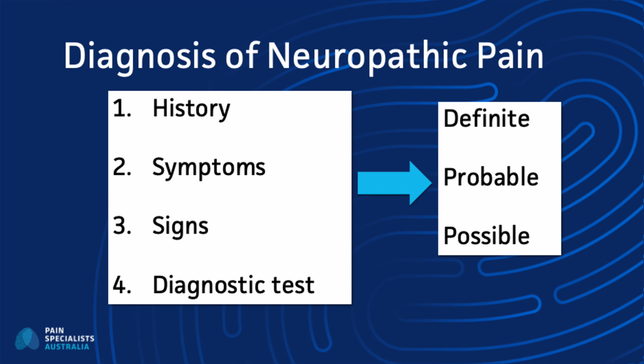Once you've combined those factors, your physician may be able to say whether this is neuropathic pain in a definite fashion or probable or possible. That's the way we look at it. Is this definite neuropathic pain? Is this probable neuropathic pain? Or is this possible neuropathic pain?